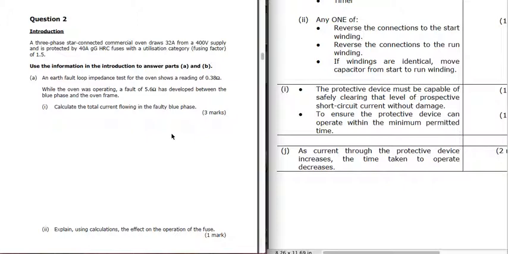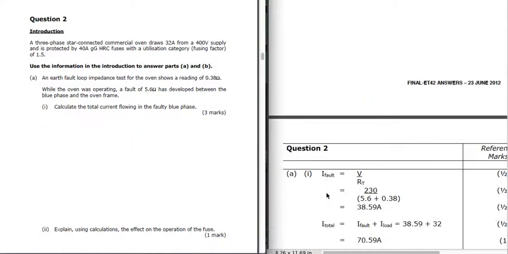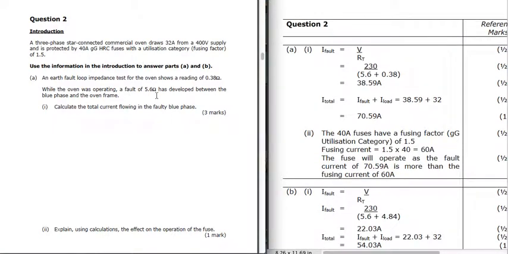Now with this type of question, we've got the normal current that would flow, and then we've got the fault current due to that almost short circuit, 5.6 ohms connection there. So the fault current is going to be the voltage, which for one phase is going to be 230 volts. So don't fall in the trap of using 400, divided by the total impedance. So we've got the earth fault loop impedance plus the fault, this 0.38 plus 5.6. 230 divided by that gives us 38.59 amps. So that's the fault current that would flow.